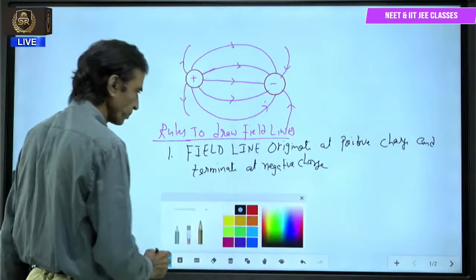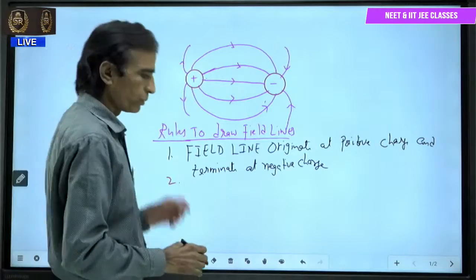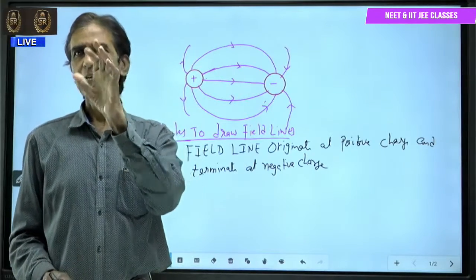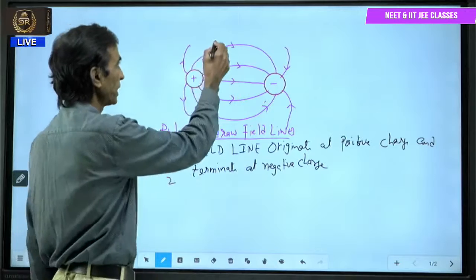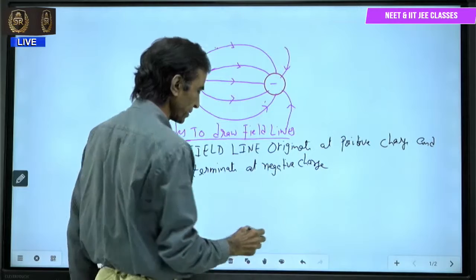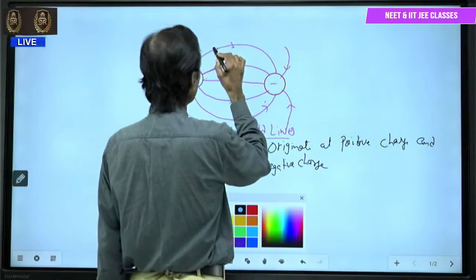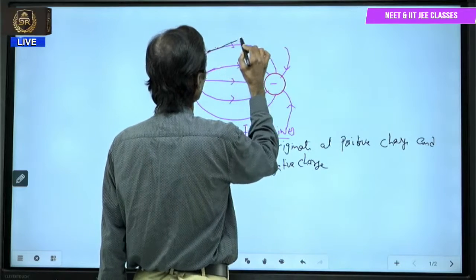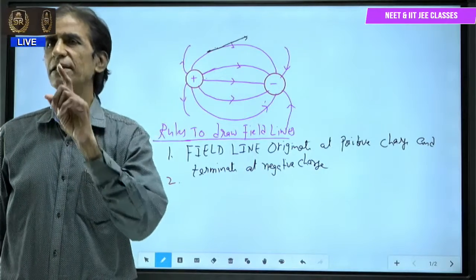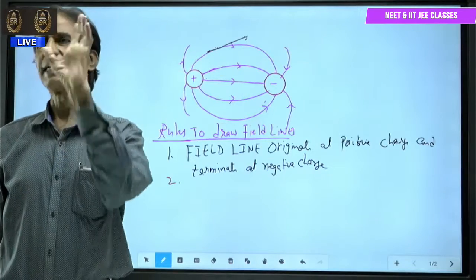Next, rule number 2. Any point on the field line, if we draw a tangent, for example, I am drawing a tangent here at this point. This is the tangent. The direction of that tangent should indicate the direction of the field at that point.